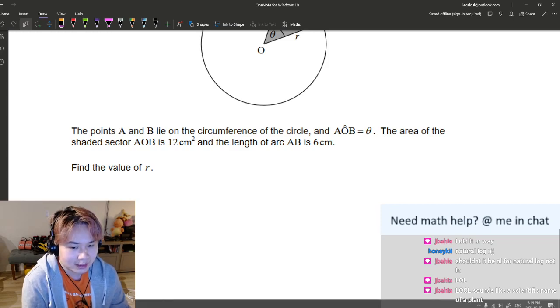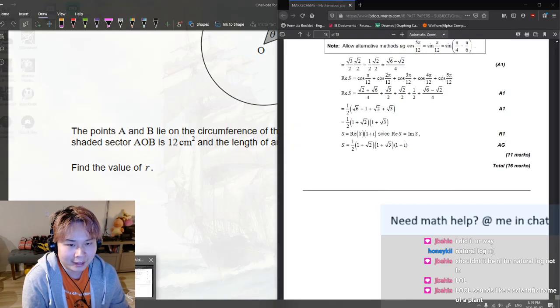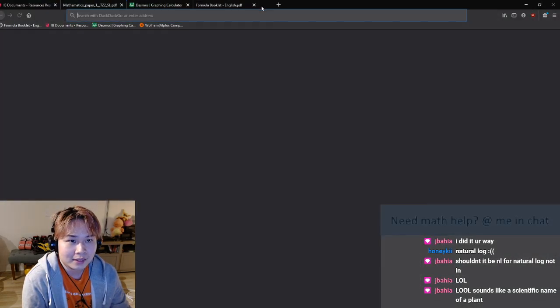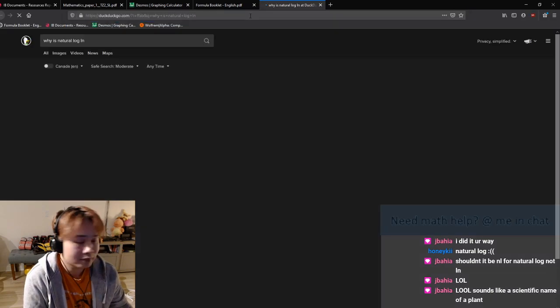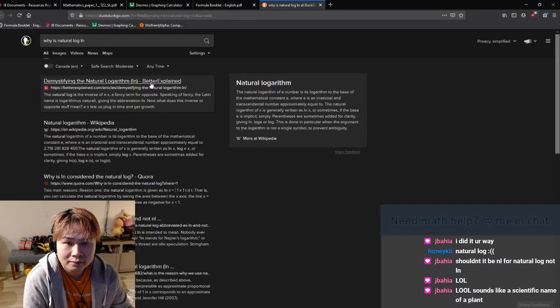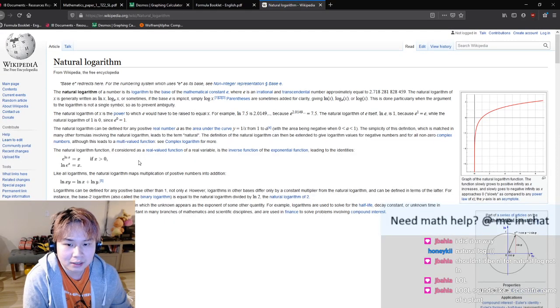Well, that's because, you know, scientific names of plants and animals are Latin. I don't know. Let's Google this. Why is natural log ln? Wikipedia.